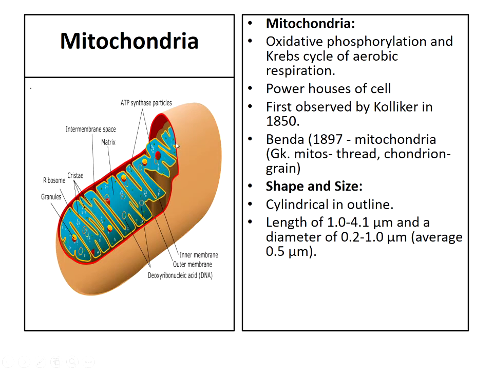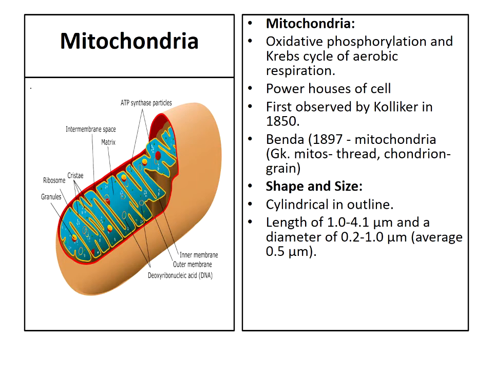So this is the structure of mitochondria. This mitochondria is commonly called the powerhouse of the cell, and it was first observed by Kolliker in 1850, and Benda in 1897 gave the present name, that is mitochondria. Mitos means thread and chondrion means grain.